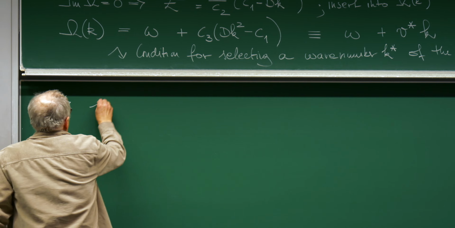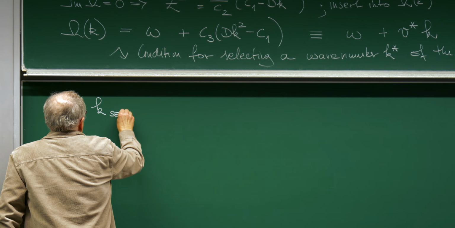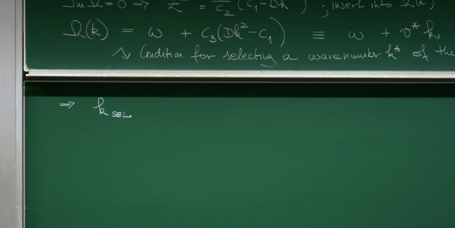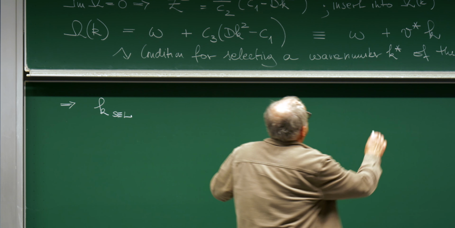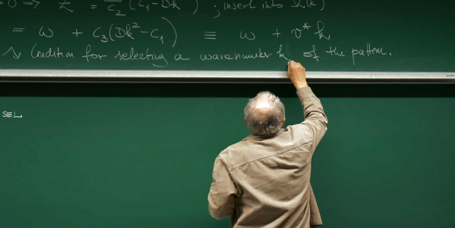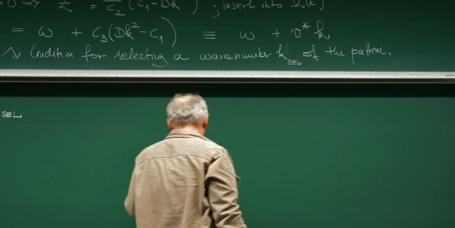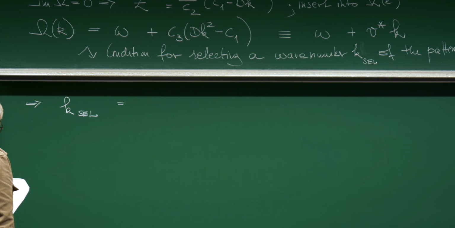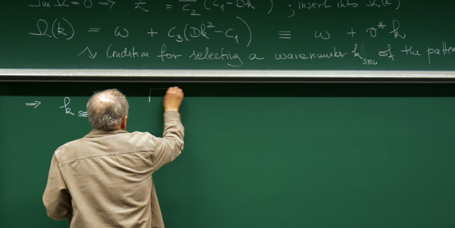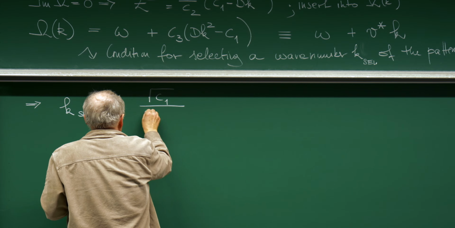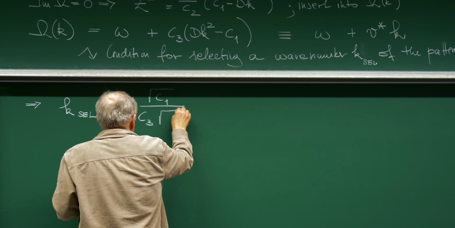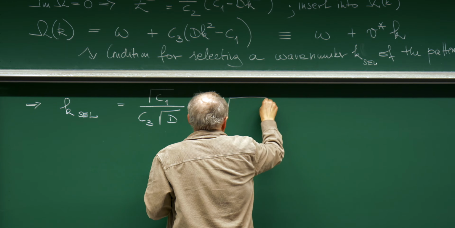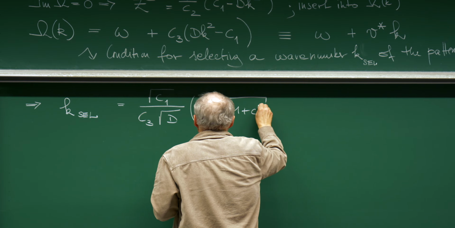So from that now, the selected wave number for our system, okay, I call this not K star, but K selected. This will be, by solving the equation I wrote on the upper board, square root of C1 divided by C3, square root d, 1 minus square root 1 plus C3 squared.